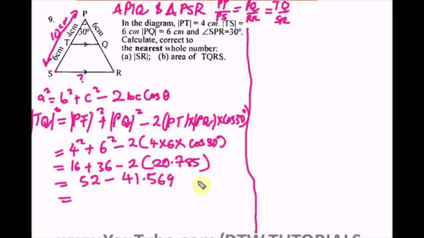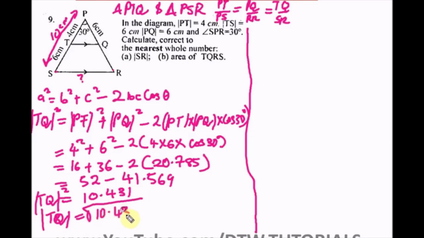41.569. Okay, and when we subtract this, what are we going to get? We're going to get 10.431. All right, so TQ squared is this, so TQ will be the square root of what? 10.431. So what would be the square root of this? Punching your calculator, we're going to get what? 3.2297.